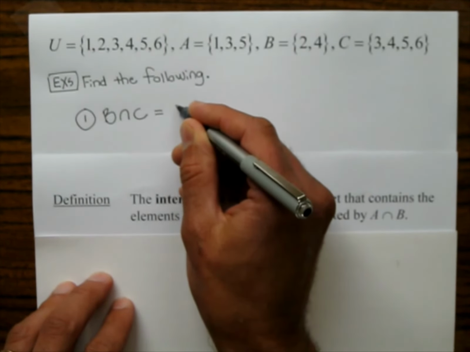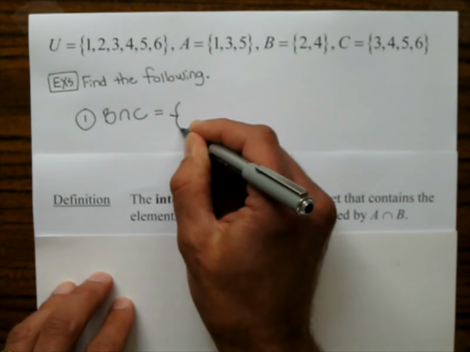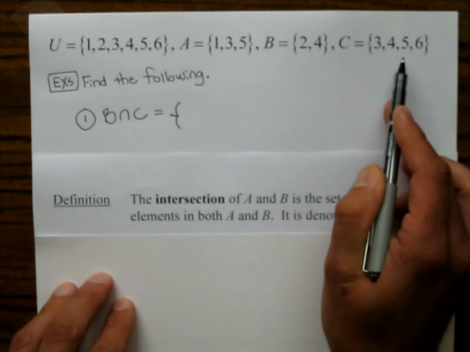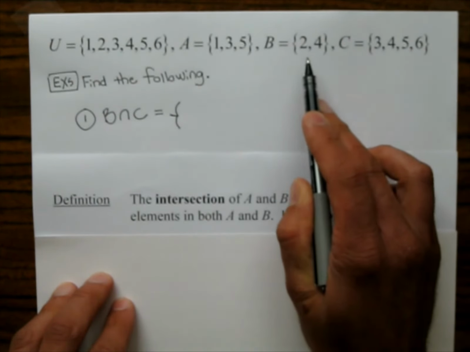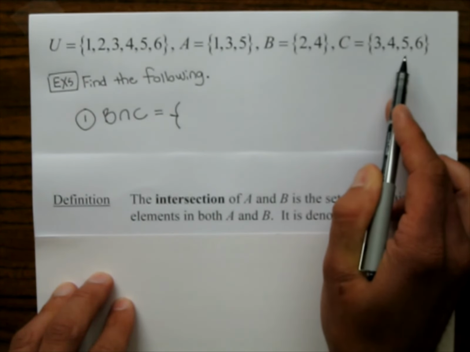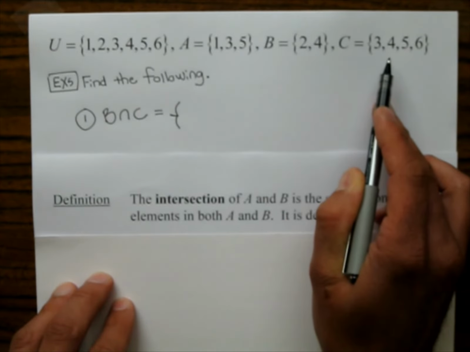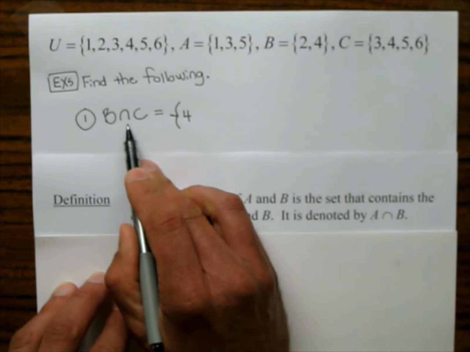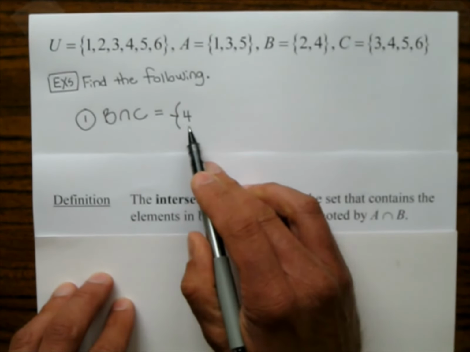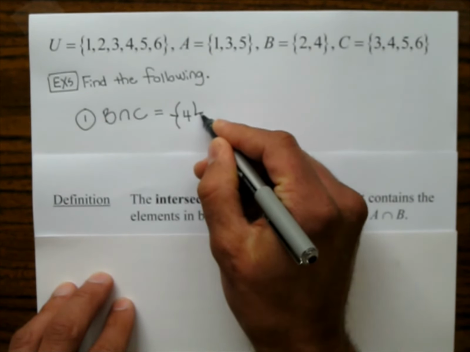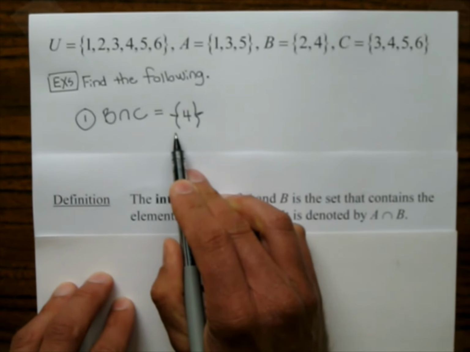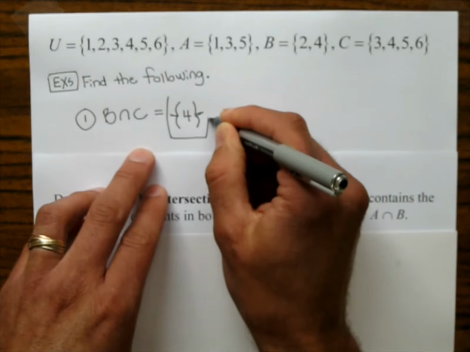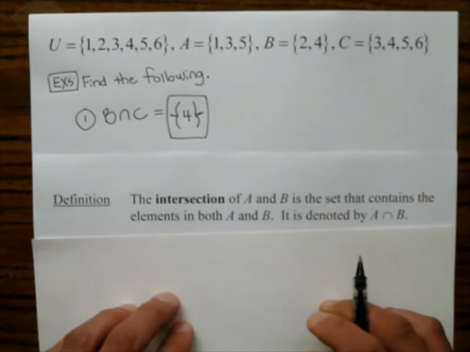So what we're going to do is look at B and C, and say, what are the common elements? That is what the intersection is. The intersection happens to be common elements. And what is common to both of them? Just the 4. So B intersect C is just 4. And it's also a set, so we have to put braces around it. So there's our answer.